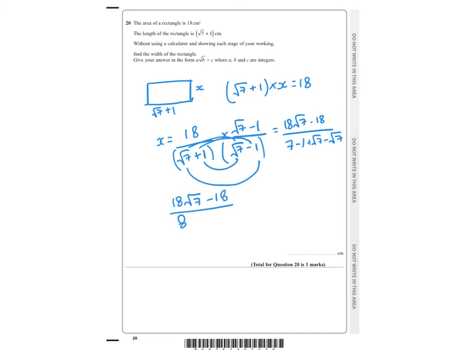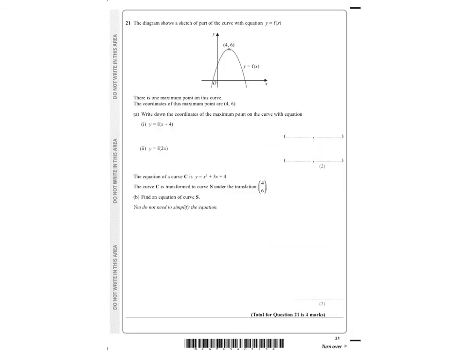7 minus 1 is 6, sorry. Now we can split that up. 18√7 over 6 minus 18 over 6 is going to give me 3√7 minus 3. Okay, that's what you need to do to get the full marks.